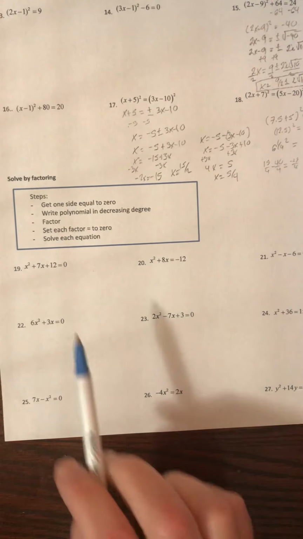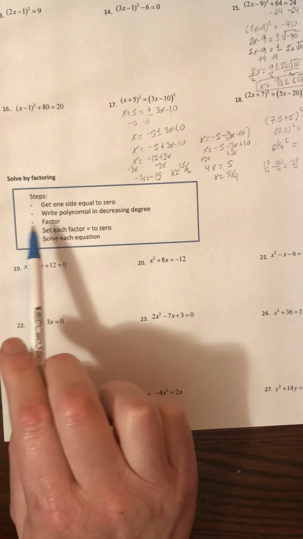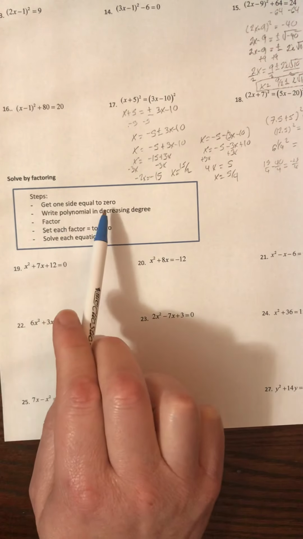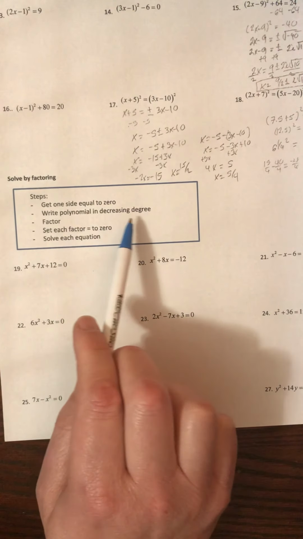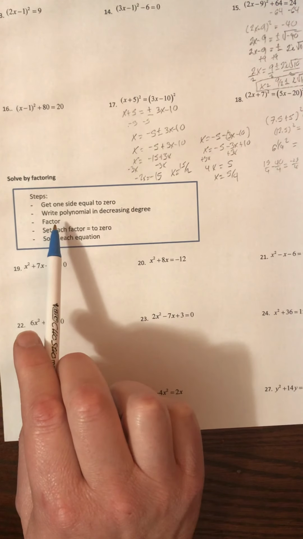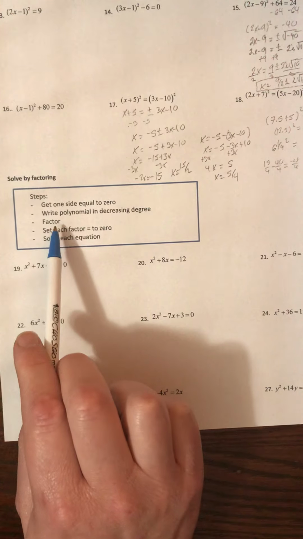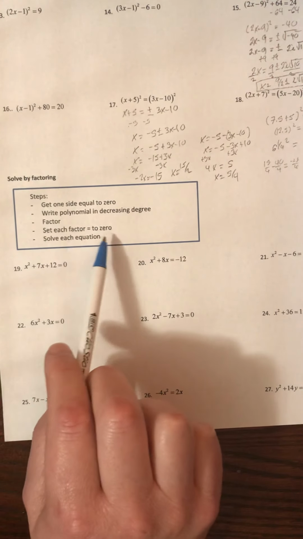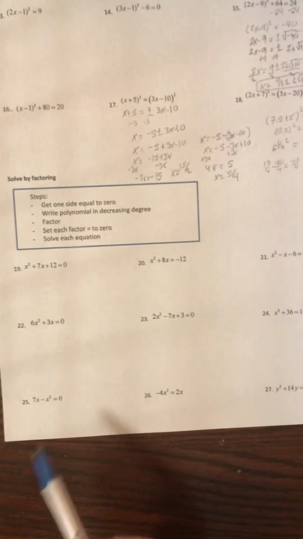So anyway, the first thing that we need to do is solve by factoring. The steps on doing this are getting one side equal to 0, straightforward. Write the polynomial in decreasing degree. That's pretty straightforward. Factoring, those of you that aren't good at factoring, guess what? You're going to get some more practice at it. Then you're going to set each factor equal to 0 and solve each equation. We're going to do a basic one first.